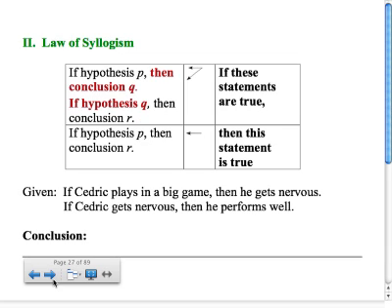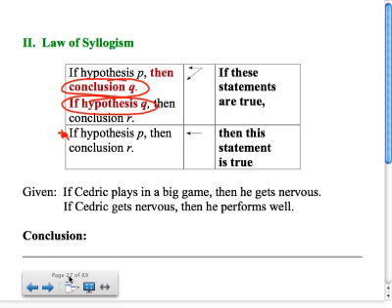The second one's a little bit tougher. It's called the law of syllogism. What it says is, if hypothesis P, then conclusion Q, and if hypothesis Q, then conclusion R, then the thing that you can conclude is true is this statement, okay? You'll notice that this conclusion part and this hypothesis part kind of match up.